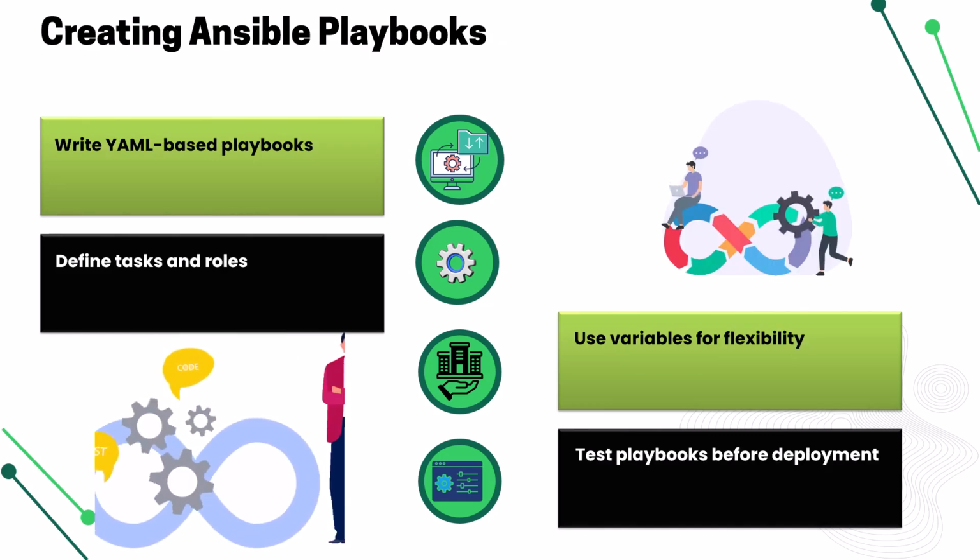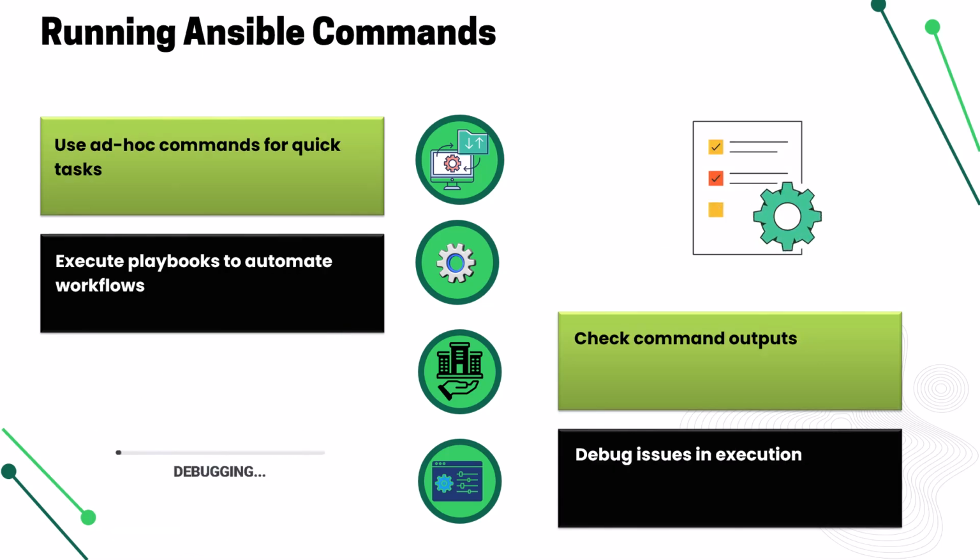Now comes the fun part, writing playbooks. These are like detailed recipes telling Ansible what to do. We use YAML format, define tasks and roles, and add variables to make them flexible. Always test before deploying. Nobody wants a "cooked too long" situation. Just like baking a cake, you need the right ingredients in the right order, or you'll end up with a mess. With Ansible, you can run quick one-time commands or execute playbooks for full automation.